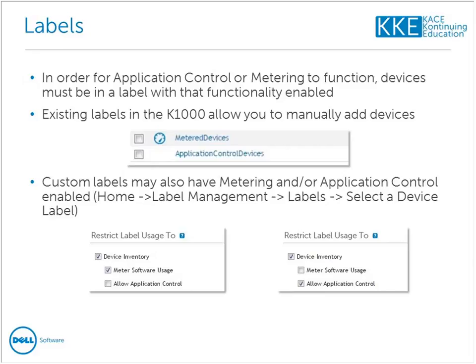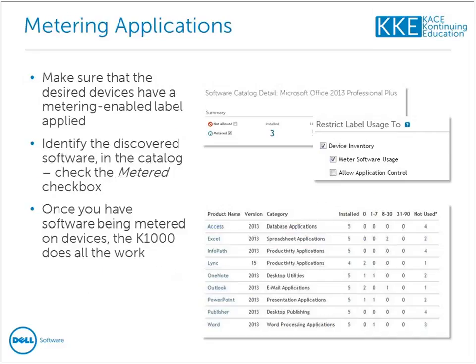Now, we've gotten our machine into a label that has metering enabled, and now we want to find the application in our software catalog. So again, first bullet here, make sure the device is in the label that we want to work with, that has metering enabled. And then the second one, we want to go find the application. You can see I went to Office 2013 Professional Plus, and I checked the metered checkbox.